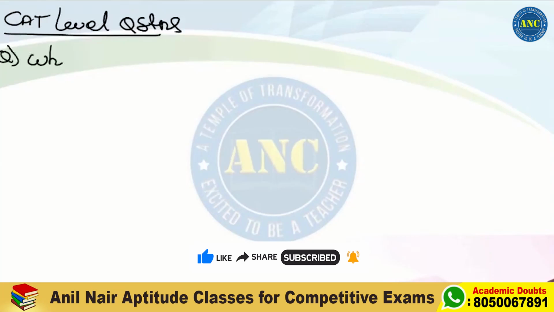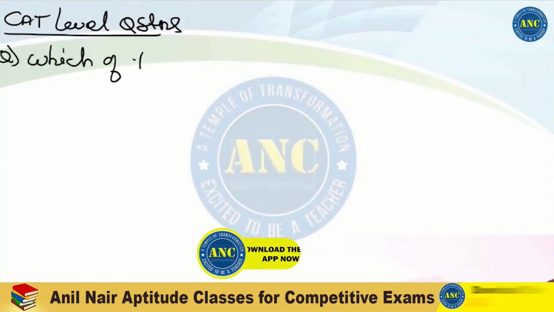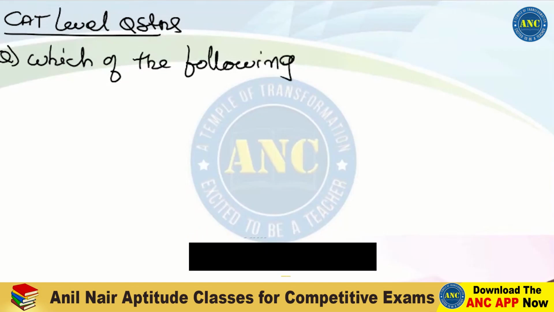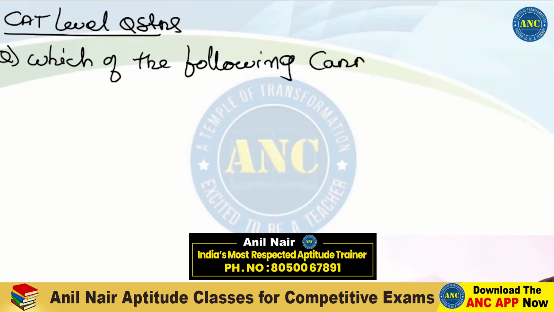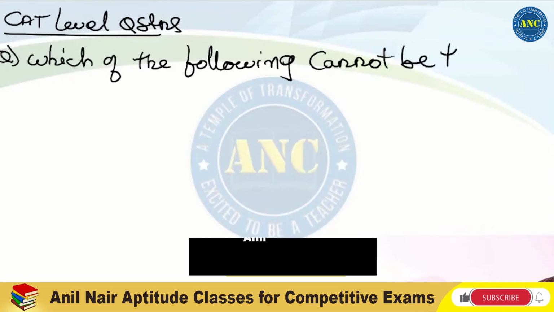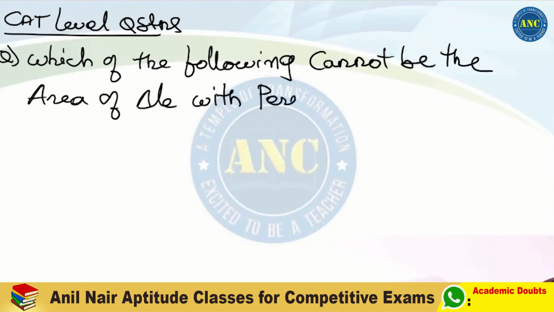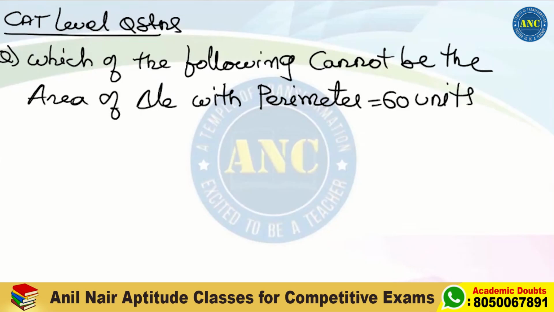Which of the following cannot be the area of a triangle with perimeter 60 units?